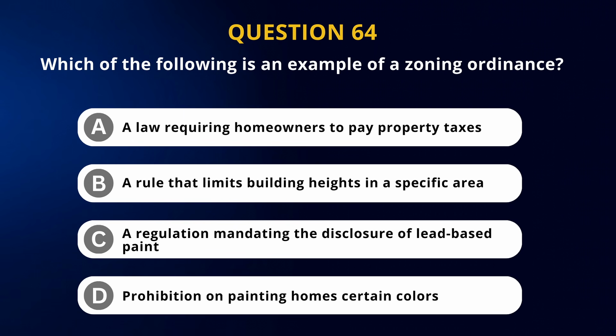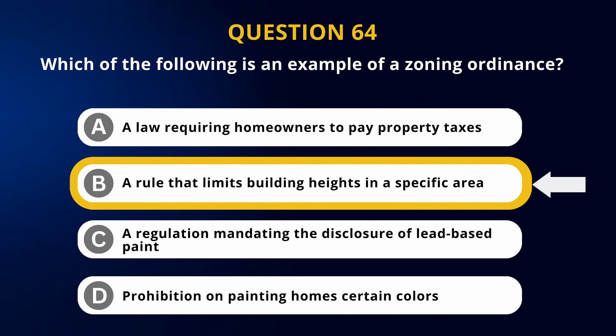Letter A, a law requiring homeowners to pay property taxes. Letter B, a rule that limits building heights in a specific area. Letter C, a regulation mandating the disclosure of lead-based paint. Letter D, prohibitions on painting homes certain colors. And the answer is letter B, a rule that limits building heights in a specific area.